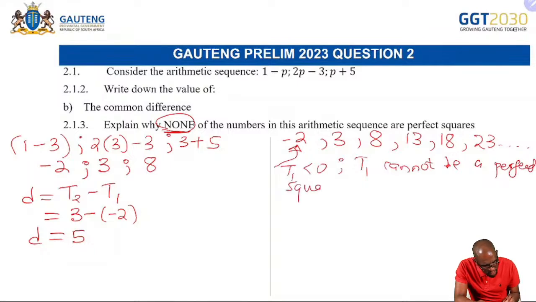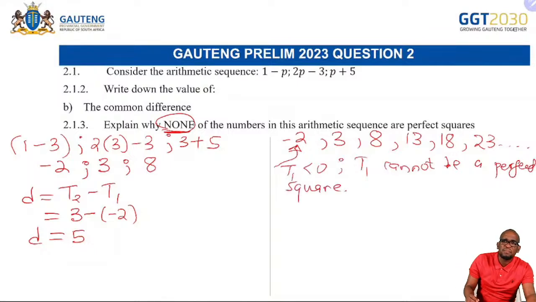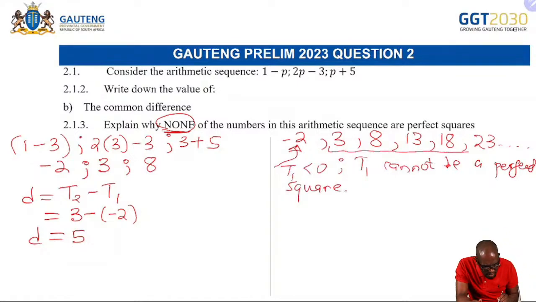T1 cannot be a perfect square because a perfect square can never be negative. Perfect squares represent positive integers, so this cannot be a perfect square because it is negative. Now let us investigate the remaining terms.